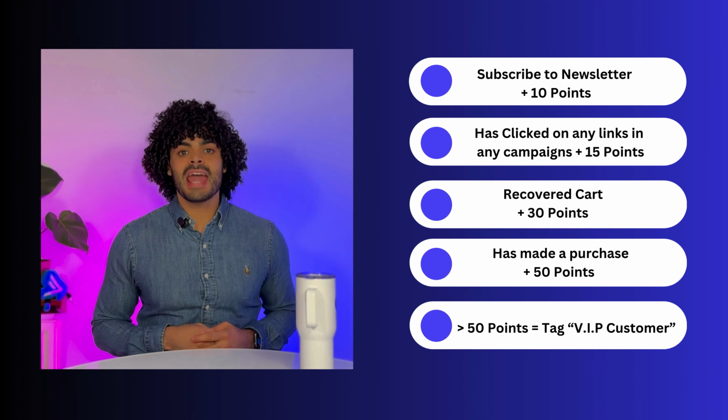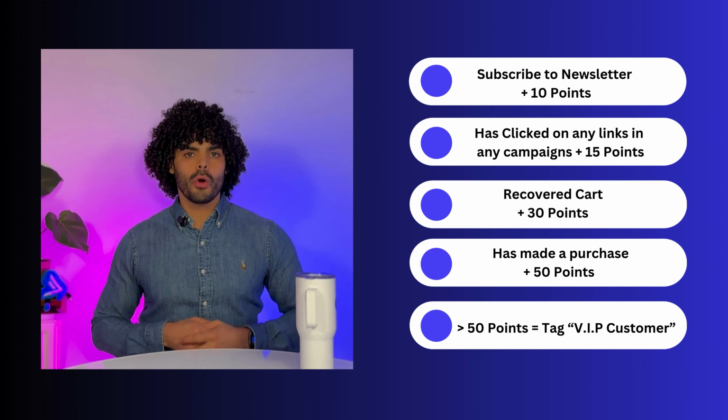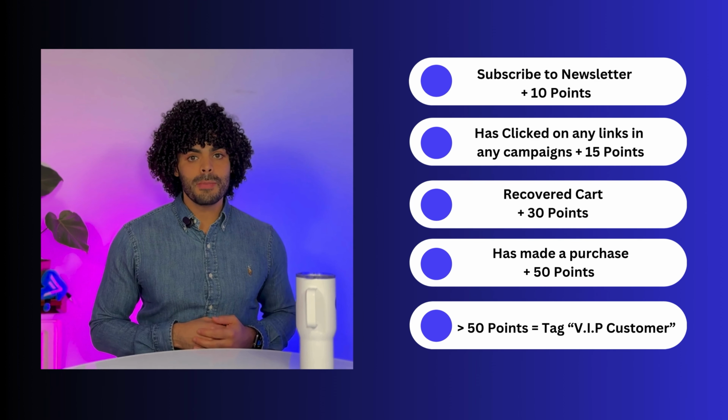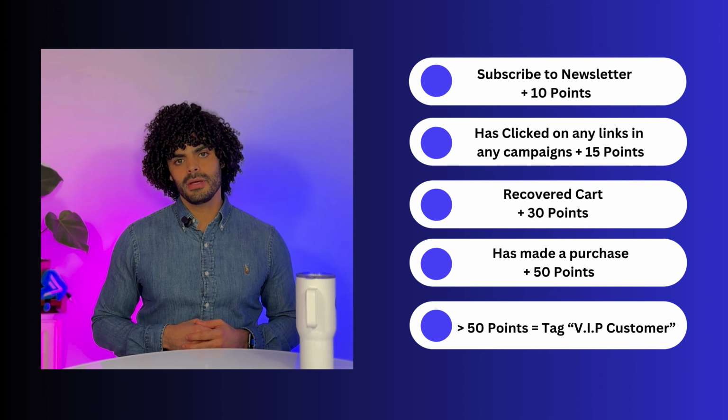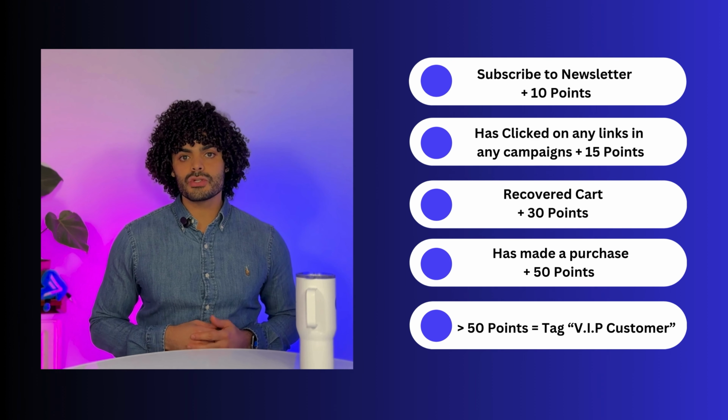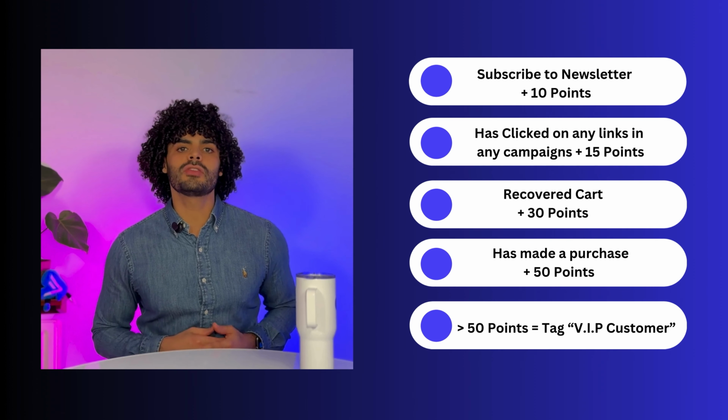Once a contact gets 50 points or more, you can use the help of automations to add them a tag, VIP customer for example. That tag could also be a trigger for a whole new sequence of loyalty program in your automations.